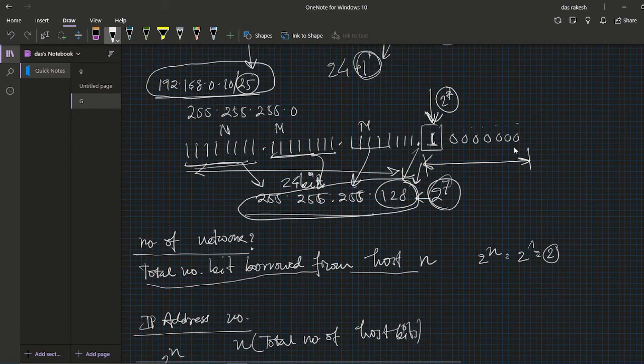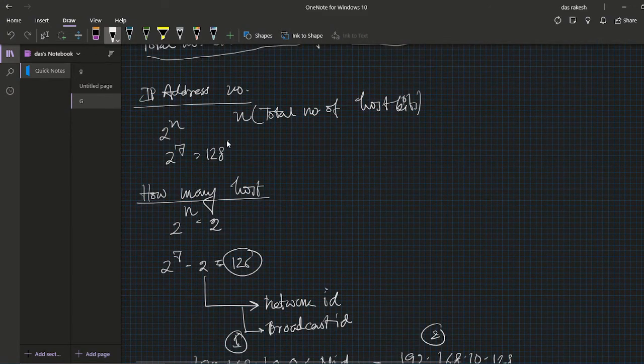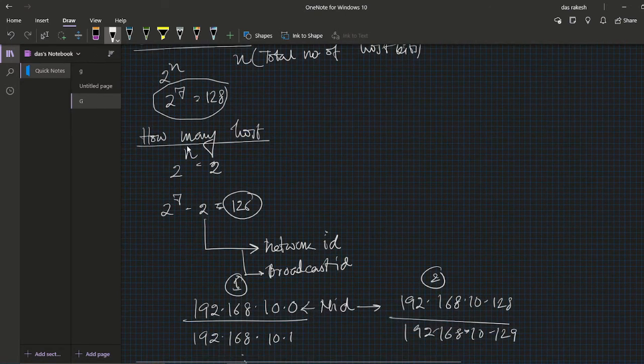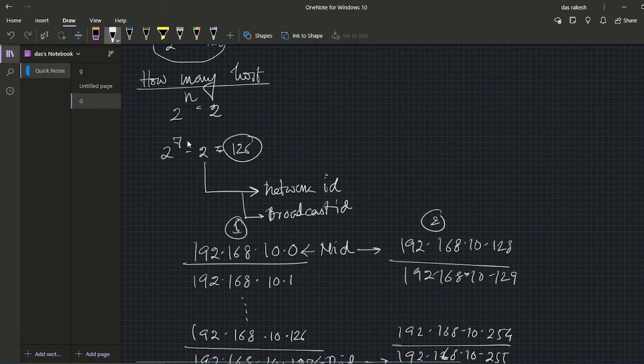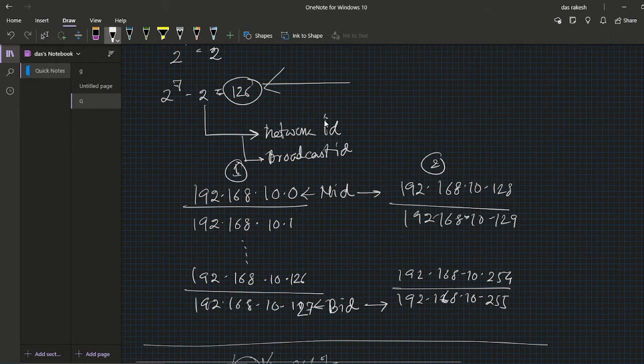For IP addresses, it is 2 to the power n, where n means the total number of host bits. So what is the total number of host bits here? 1, 2, 3, 4, 5, 6, 7 bits. So 2 to the power 7, 128 IP addresses are assigned. And how many hosts are actually possible, because there are 2 IPs for the network and broadcast. I will discuss that. So the formula is 2 to the power 7 minus 2, actually 126 IP addresses are assigned, because one is assigned for the network ID and one is assigned for the broadcast ID.